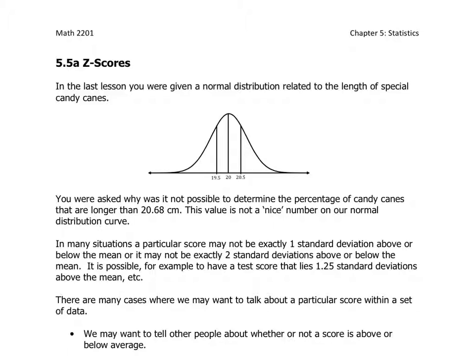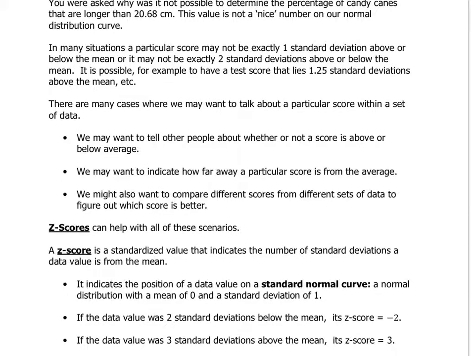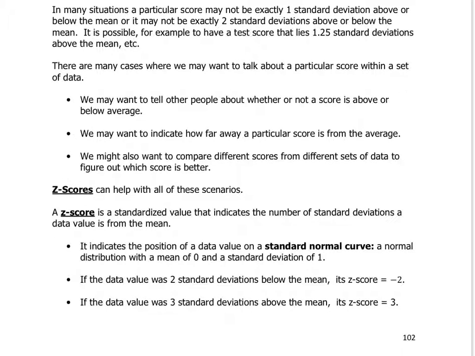And a z-score is basically a standardized value that indicates the number of standard deviations a data value is from the mean. It indicates the position of a data value on a standard normal curve, which is a normal distribution curve with a mean of 0 and a standard deviation of 1. If the data value is 2 standard deviations below the mean, it would have a z-score of -2. If it was 2 standard deviations above the mean, it would have +2. If it was 3 standard deviations above the mean, it would have a z-score of +3, and so on.